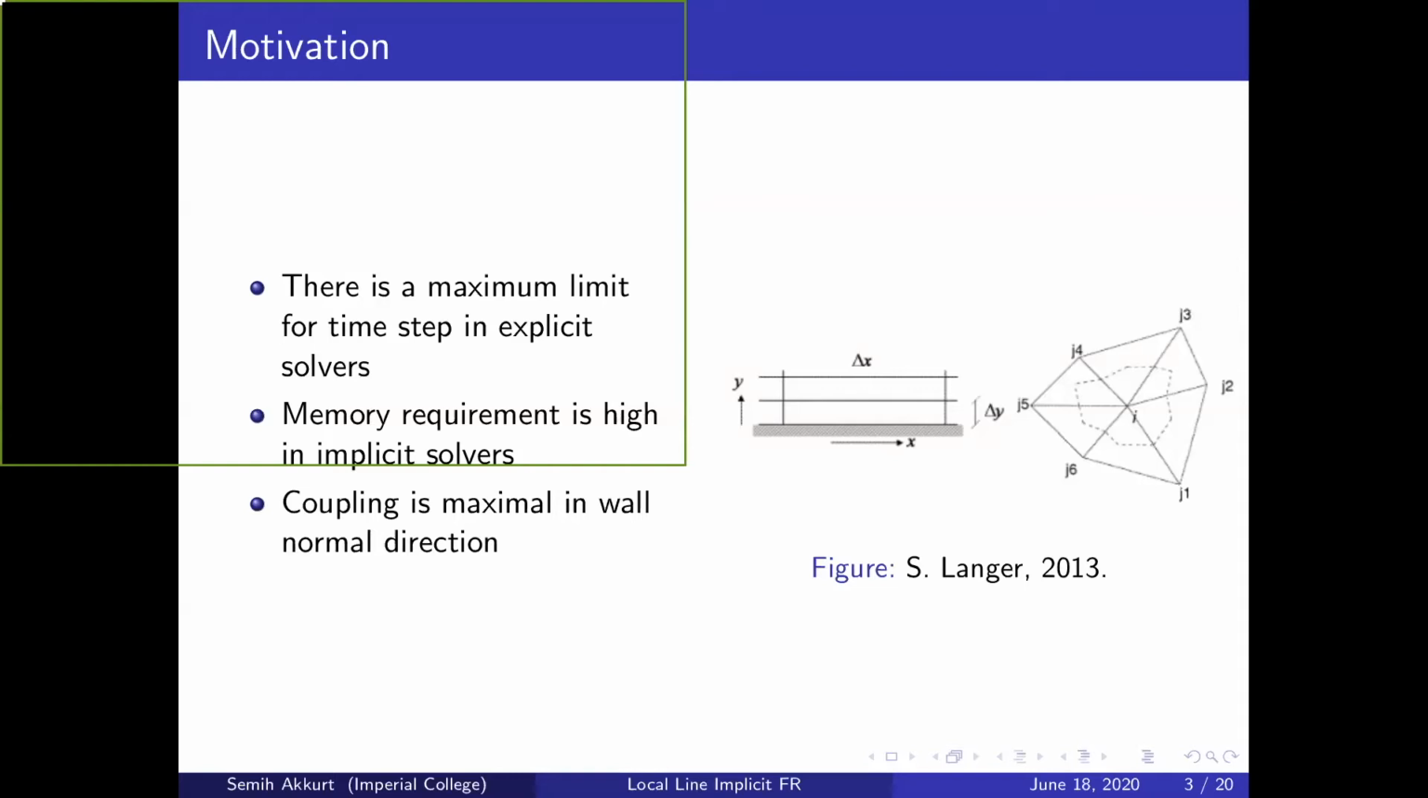And on top of this, we know that, especially with wall-bounded flows, the coupling is maximal in wall-normal direction. So my proposition is that if I introduce an implicit-like coupling near wall region only in the wall-normal direction, I could get a performance benefit. I could increase the time stepping, I can relax this constraint.